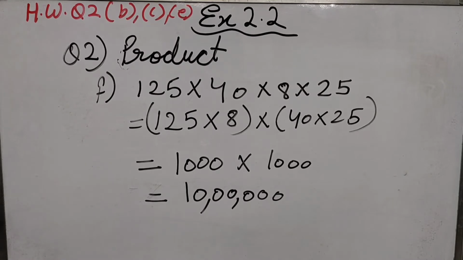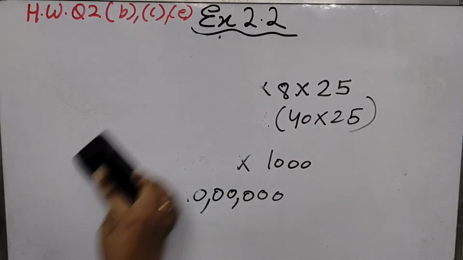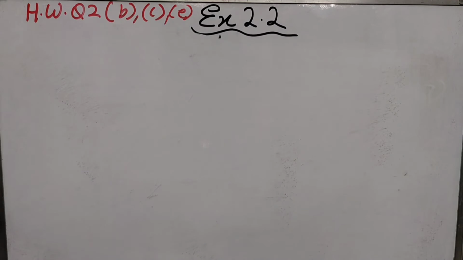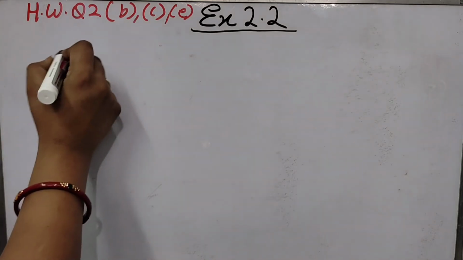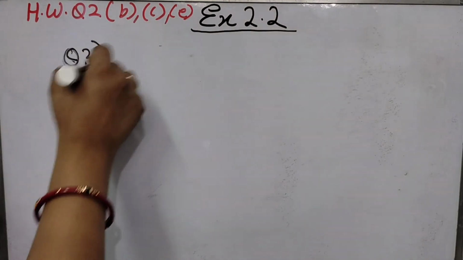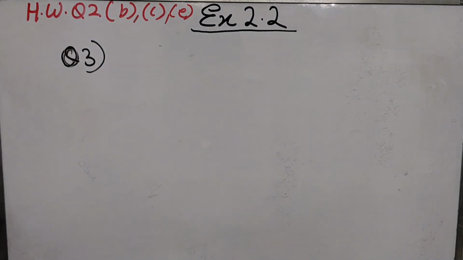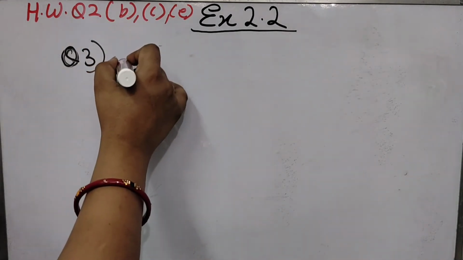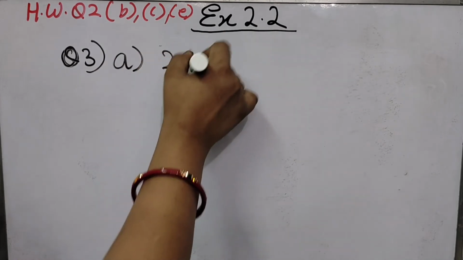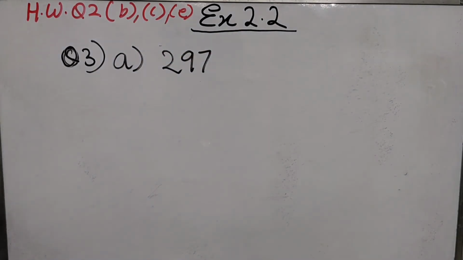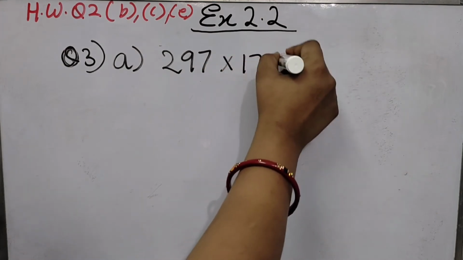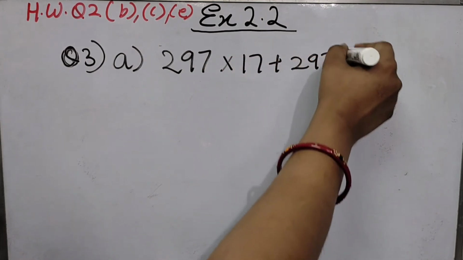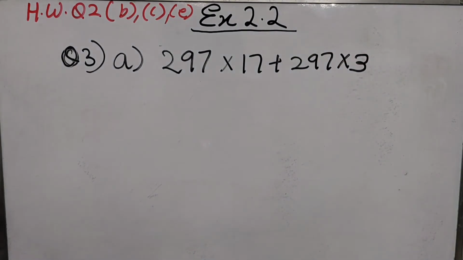Question number 3 is find the value of the following. Here we need to find out the value of given numbers. In part 1 we are given 297 multiplied with 17 plus 297 multiplied with 3.